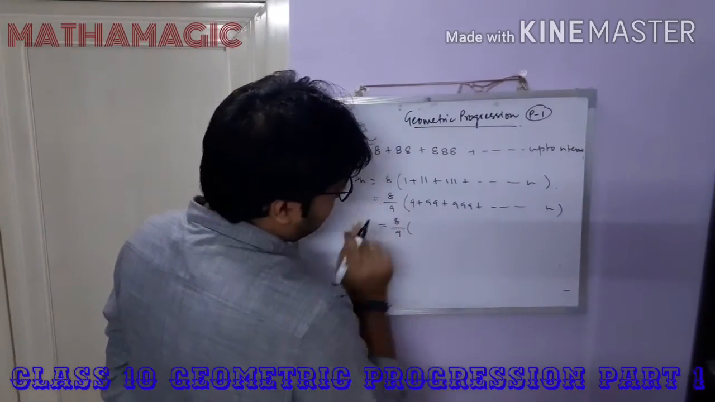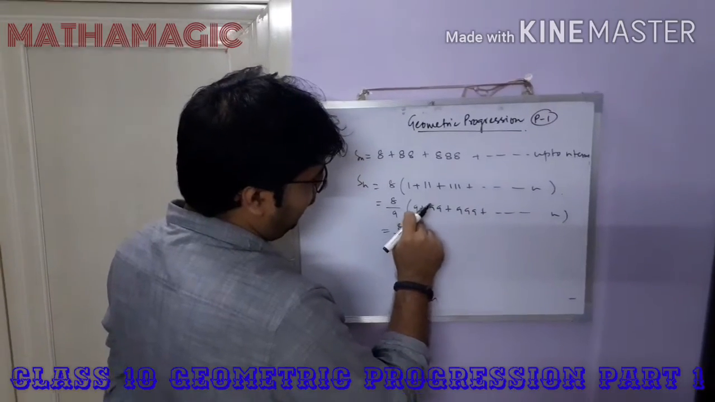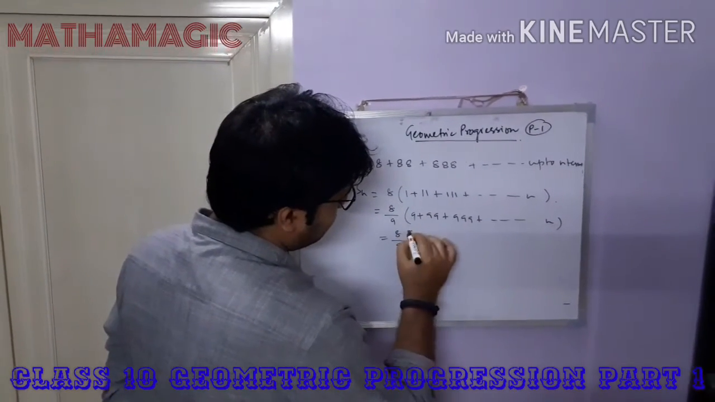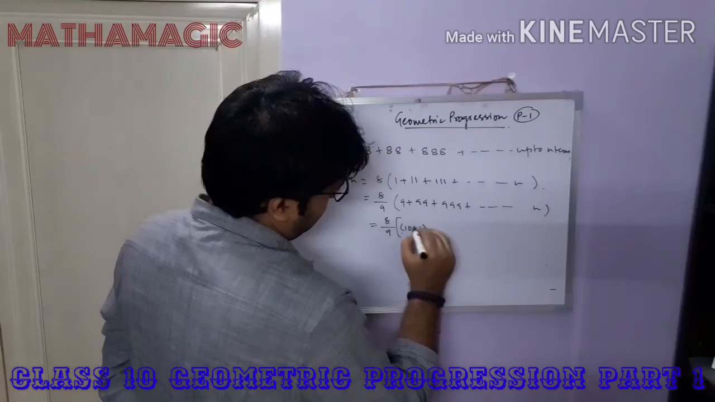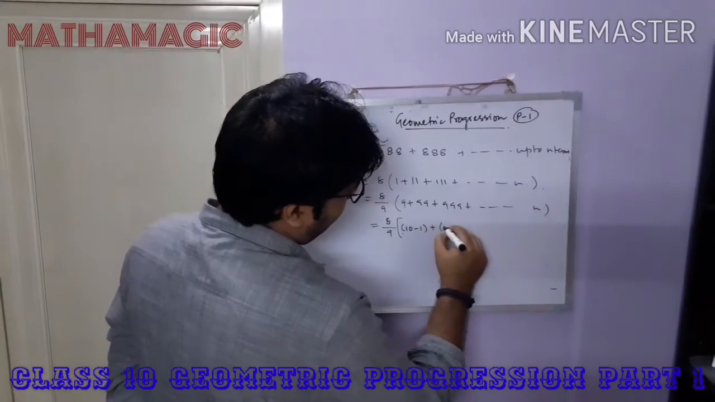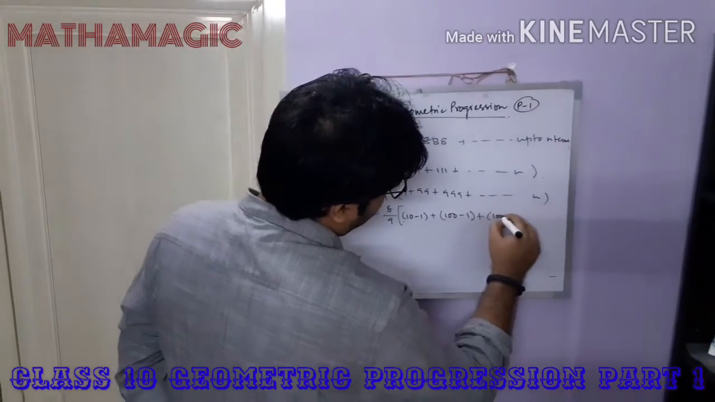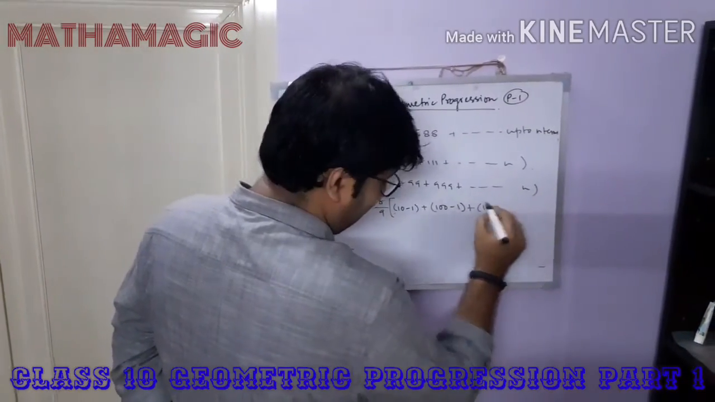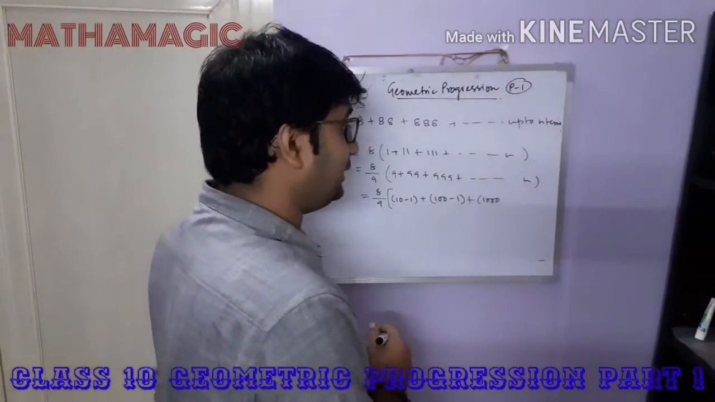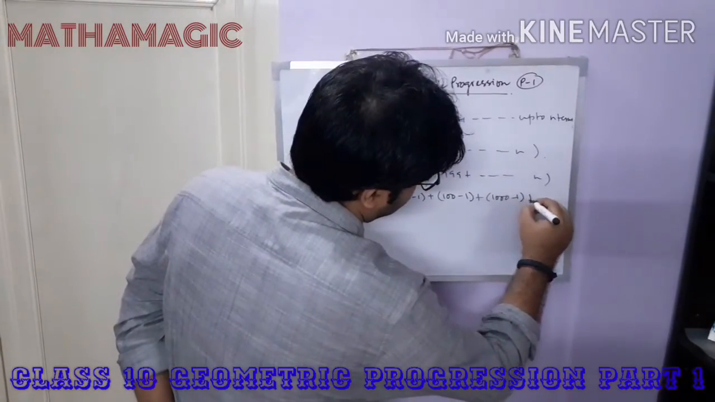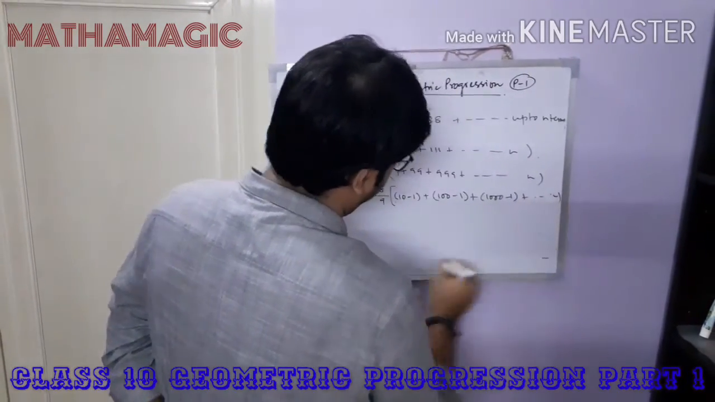So just try to understand the logic. If we have 9, we can easily write it as 10 minus 1, right? If we have 99, then you can write 100 minus 1. If you have 999, then you can easily write 1000 minus 1. This is how it will go on up to n terms.